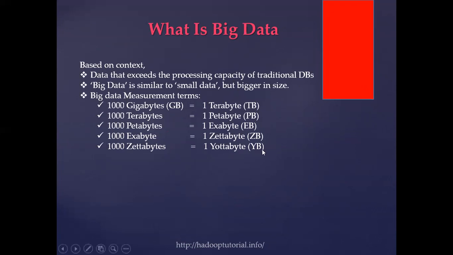And these are some of the measurements that we frequently come across when we talk about big data sizes. Okay, so 1000 GB equals 1 TB. This anyway you might already have an idea. And 1000 terabytes is 1 petabyte, and 1000 petabytes is 1 exabyte. So this 1 exabyte is something like 10 to the power of 18 bytes.